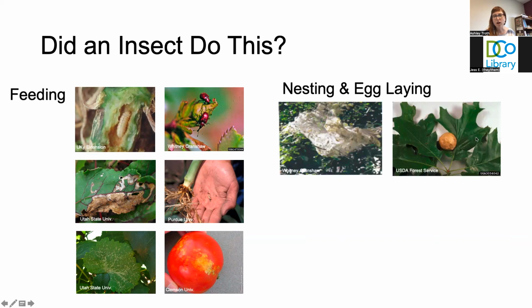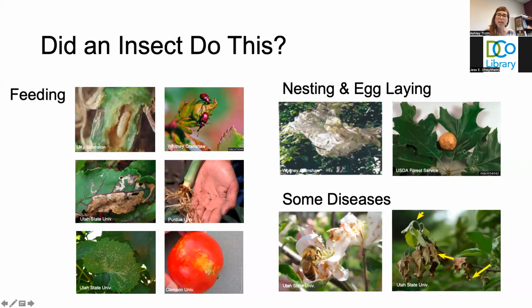This is a gall on an oak tree, right? Which is really cool because actually it was a little wasp or a fly that laid an egg, and then it actually caused this crazy growth for that young to grow up in. And then some diseases. So this is where we see some of our viral diseases coming in, and especially prevalent on some of our fruit trees, where it's actually even things like honeybees that are spreading that viral disease as they go around pollinating, which is super frustrating.